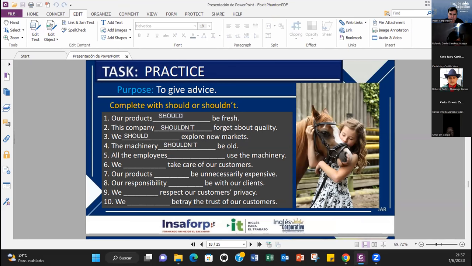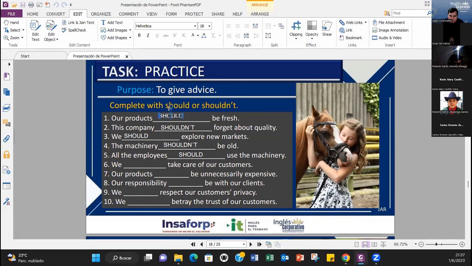Shouldn't. Yes. Number five, Orlando. All the employees use material. They use, usar. Oh, tool. They should use, sure. Deberían usar. Okay. What else? Take care of a customer. Deberían to take care of us. Sure. For me, sure. Omar, okay.